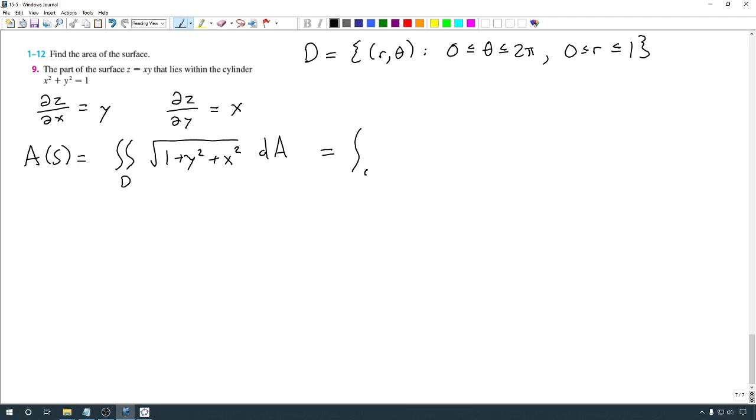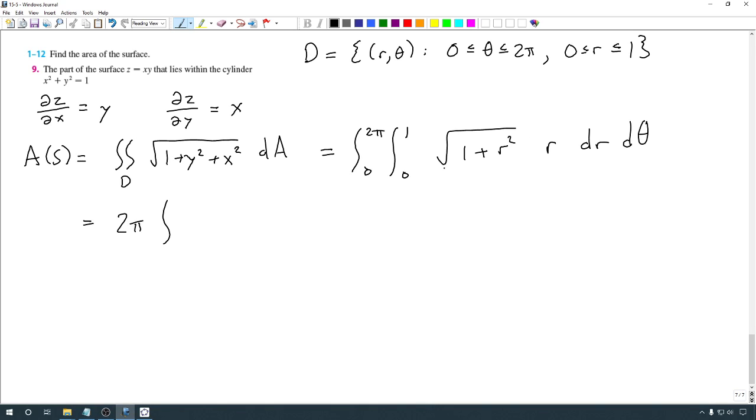So we have the integral from 0 to 2 pi, integral from 0 to 1, of the square root of 1 plus r squared. We have our extra r. We have a dr d theta. Since we're only dealing with numbers as our limits, and we don't have any thetas inside, the integral with respect to theta just becomes a 2 pi on the outside.